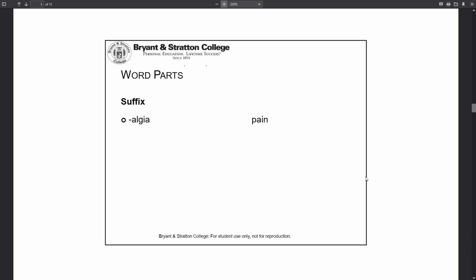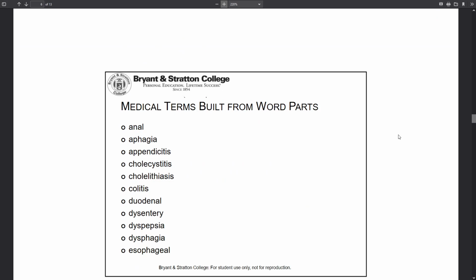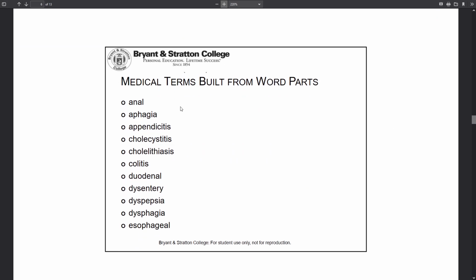This is a suffix we would have already covered at this point. Algia refers to pain. Again, anal, anus. Phagia is without eating, essentially, not to be confused with aphasia, which is without speech. So you could almost pronounce it aphagia. Aphagia would be without eating.